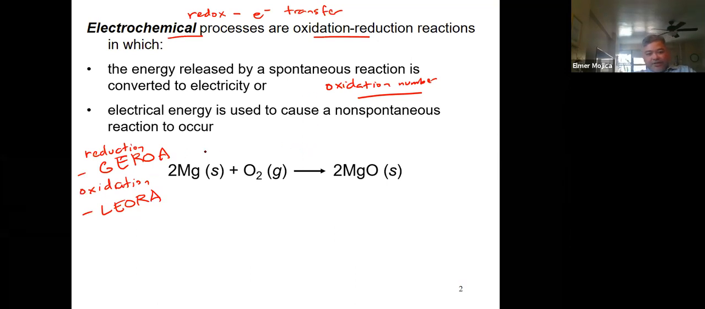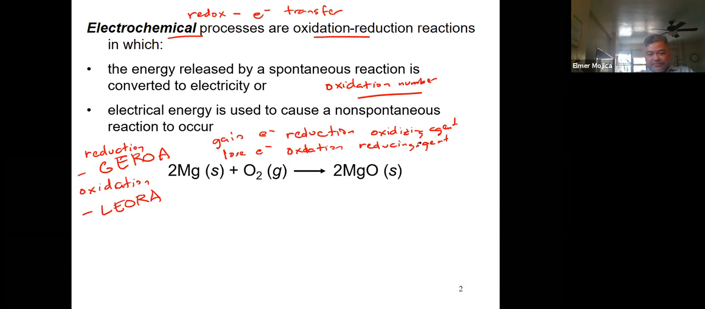So when we say GEROA, that's gain electron, which means it's reduced or undergoes reduction, and it serves as an oxidizing agent. If you have LEORA, that means you lose electron. That means you undergo oxidation, and you act as the reducing agent. So this is still powerful and helpful for you at this time.